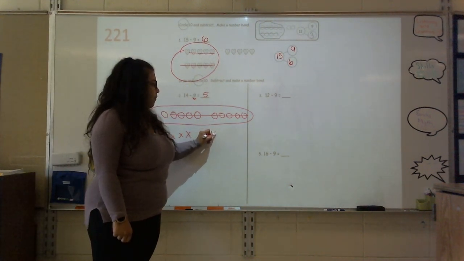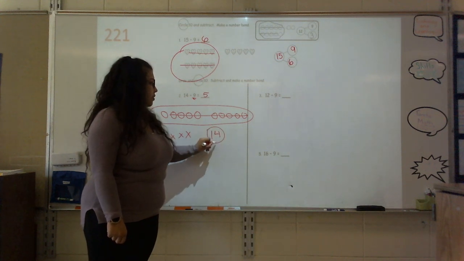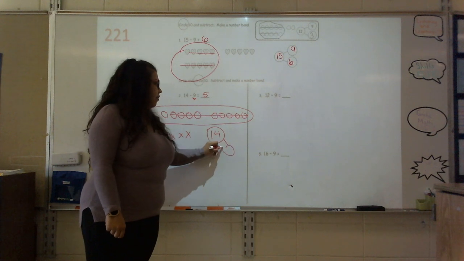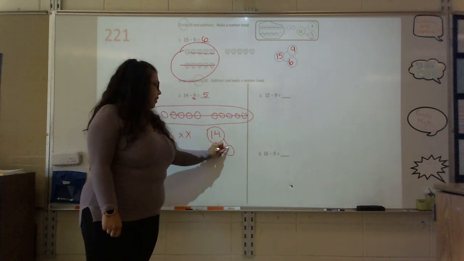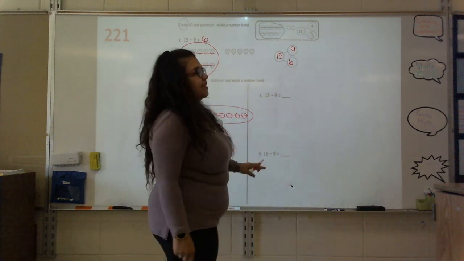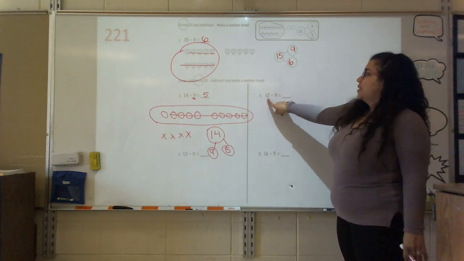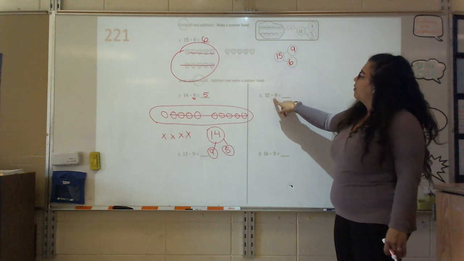And the directions call for a number bond. 14 was our whole. We took away 9, and we found the other part to be 5. Good job, guys. All right, let's do another one together, okay? Y'all are doing excellent today. What does it say? 12 minus 9.